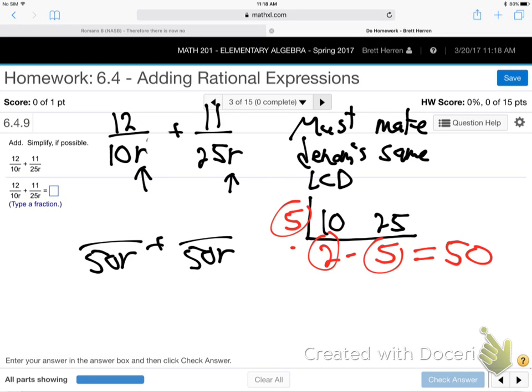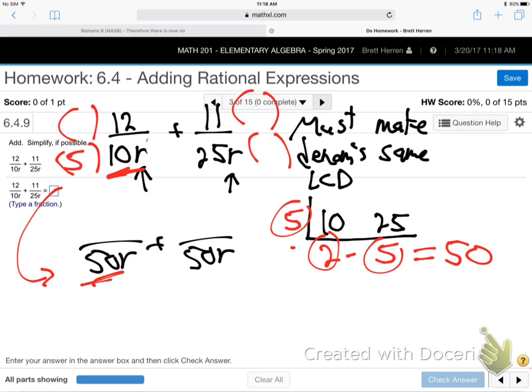But since they both just have regular R, I just use regular R. It's just 50R. Is that good so far? That's going to be the new denominator. How did I find it? I put the 10 and the 25 in the box, found the 50, and brought down the R, 50R. Now, just like this is a new denominator, I have to have a new numerator. How do I do it? Well, you go back here and do the parentheses, remember? You do top and bottom what they need to become the new one. What does 10R need? What is he missing to become 50R? Yeah, 5 times 10R will make him into 50R.